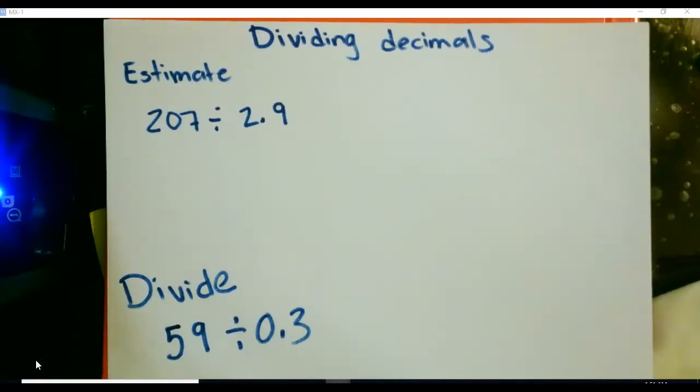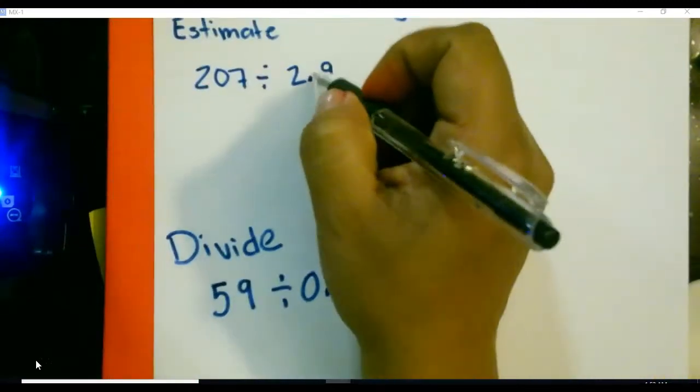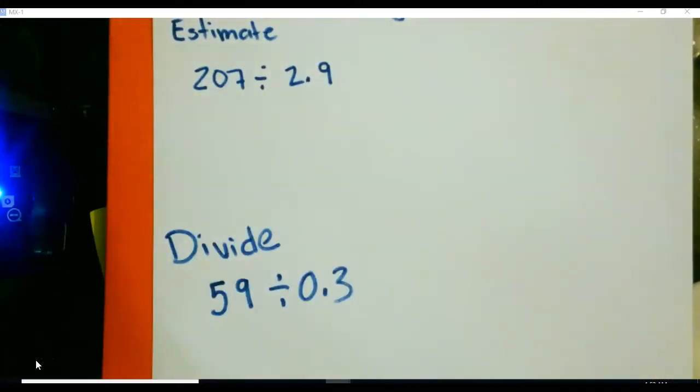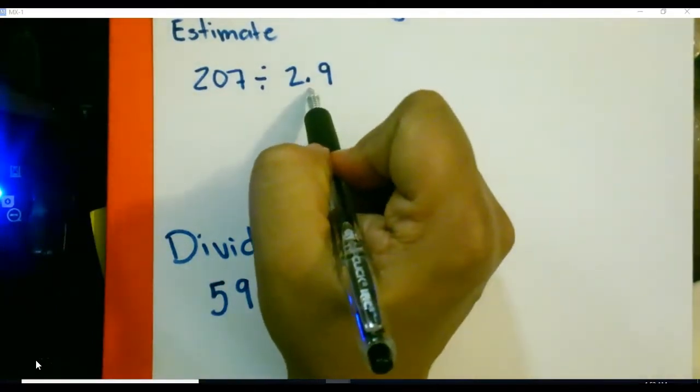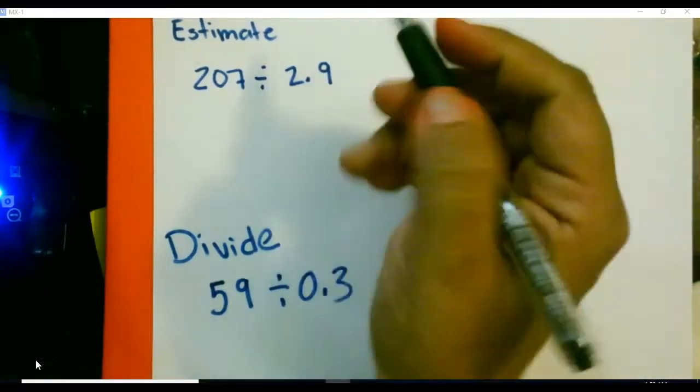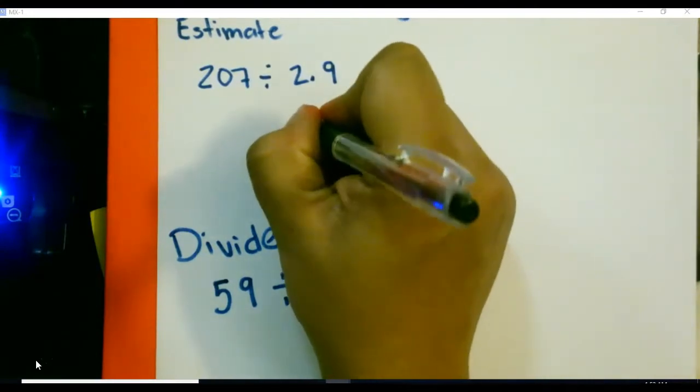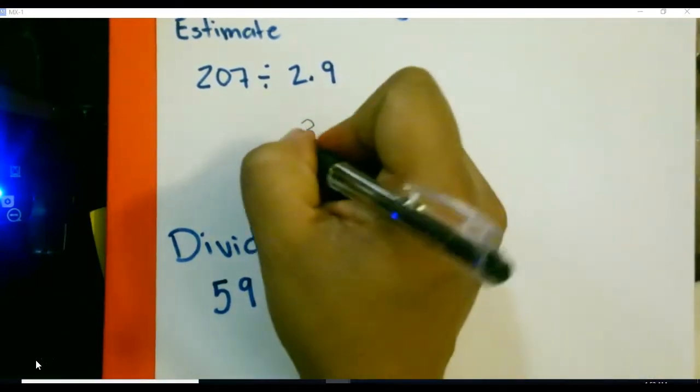And this is very similar to when we were adding decimals. In estimation, you are rounding and you're trying to find compatible numbers. Remember, compatible numbers are numbers that are easy to work with. So here we have 2.9. See, in there I already feel like, okay, well, 2.9 is close. I can round it to 3. It's very close to 3.